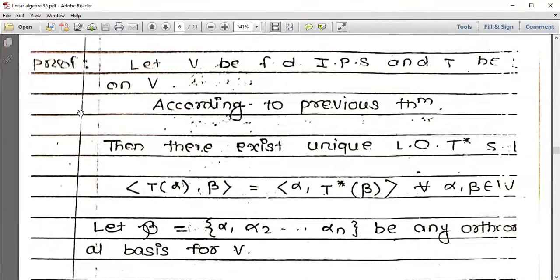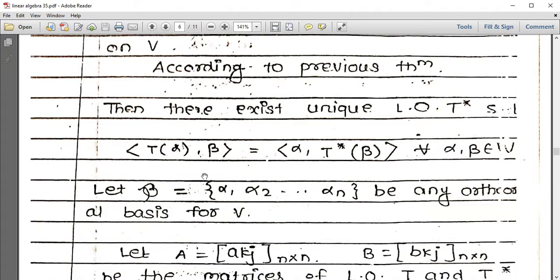Proof. Let V be a finite dimensional inner product space and T be a linear operator on V. According to the previous theorem, there exists a unique linear operator T star on V such that the inner product of T of alpha, beta is equal to the inner product of alpha, T star of beta, for all alpha, beta belonging to V.